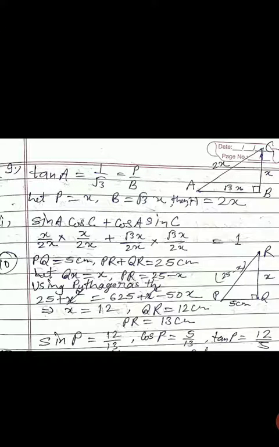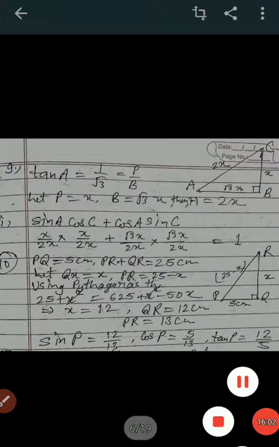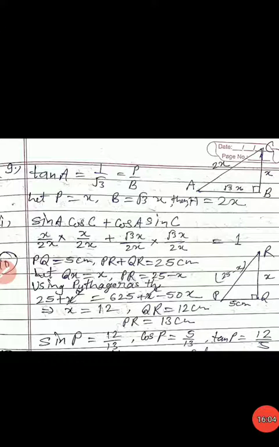Question number 9 is: in triangle ABC, right angle at B, if tan A equals 1 upon root 3, then find the value of, first part, sin A cos C plus cos A sin C. Second part is cos A cos C minus sin A sin C. Hello students, in question 9, tan A equals 1 upon root 3, it is given.